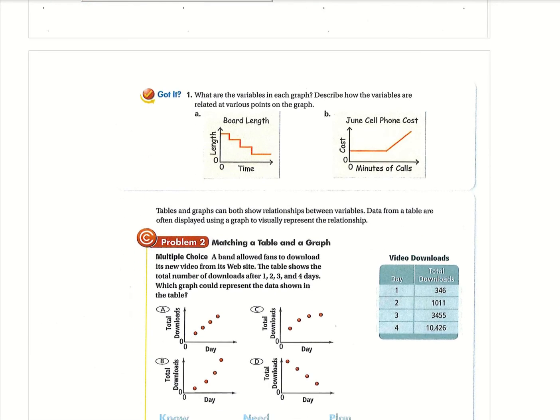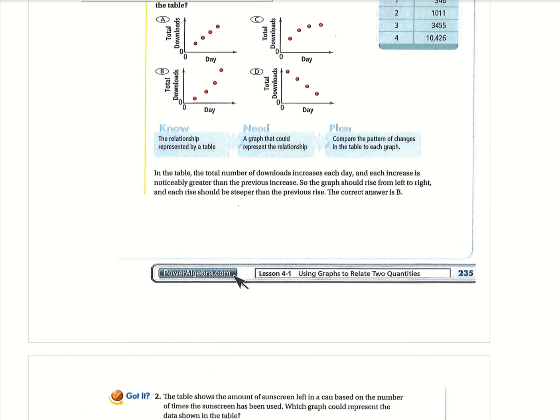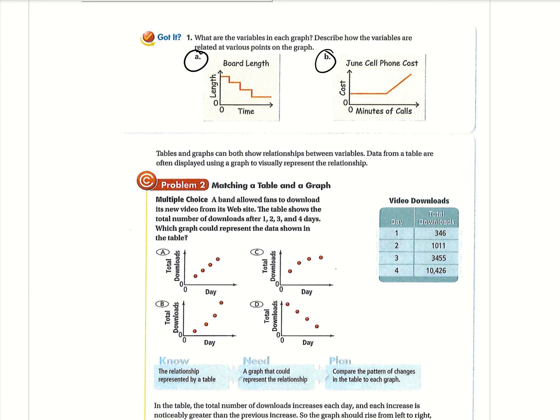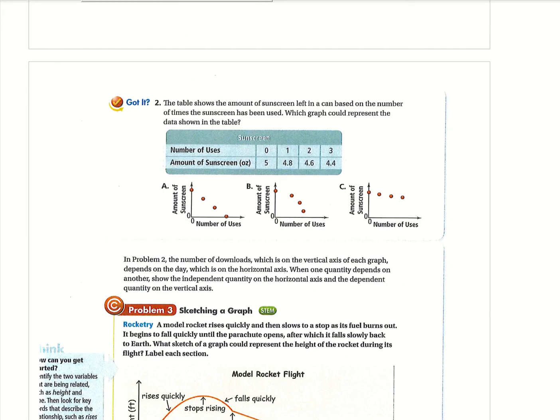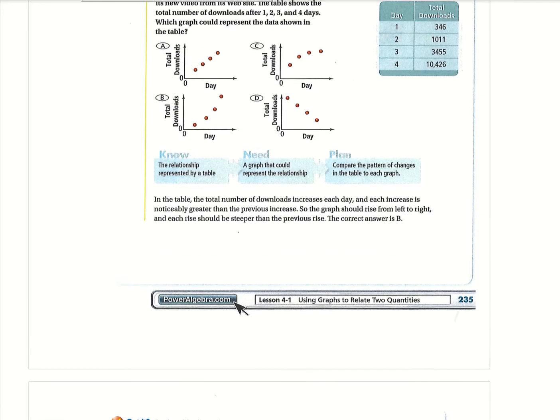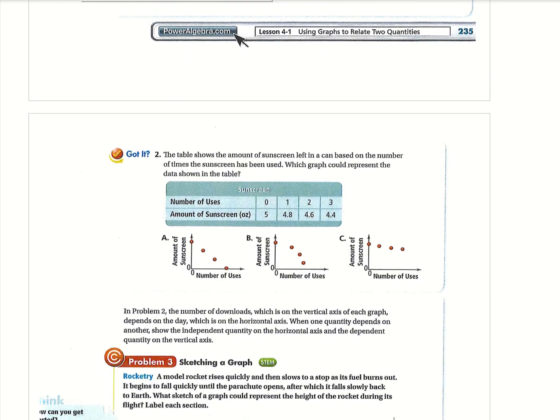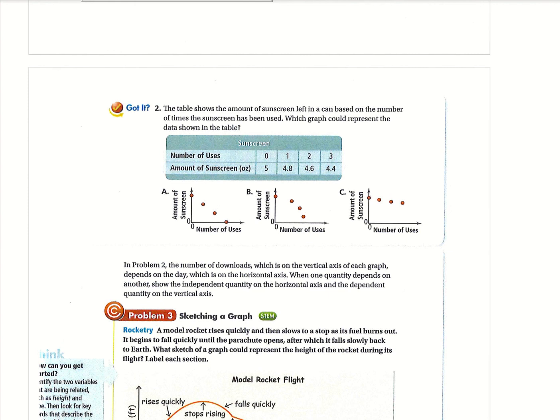After that, I want you to go ahead and try out 1A and 1B on the next page, which would be page 235. Go ahead and try these two, and then we'll get back together. Once you've done that, we're going to skip problem 2 on 235. We're going to go to the got it problem 2 on page 236 at the top. I just want you to do that on your own. I don't think you really need any explanation for that. I think you will be able to figure it out on your own. Go ahead and try that one out, and then we'll begin again.